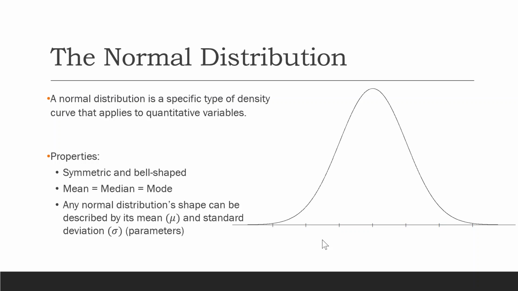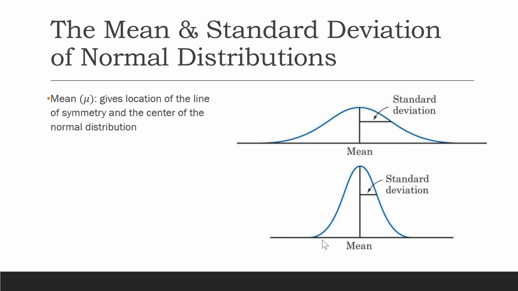Another property of normal distributions is that there are many different bell shapes, right? Some bells are very tall and skinny, and others may be a little shorter and wider. The shape of those normal distributions and where we locate them on an axis are dependent on two things. Those two things are the parameters that we went over on the first slide of this presentation. It says any normal distribution shape can be described by its mean mu and its standard deviation sigma, those two parameters we discussed earlier.